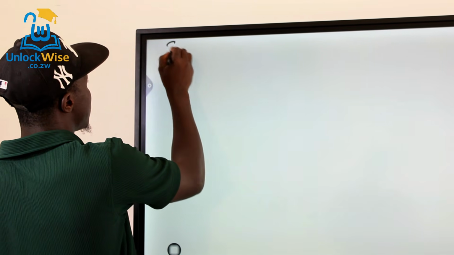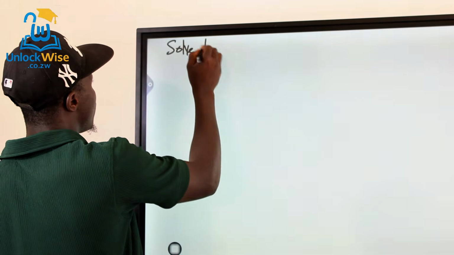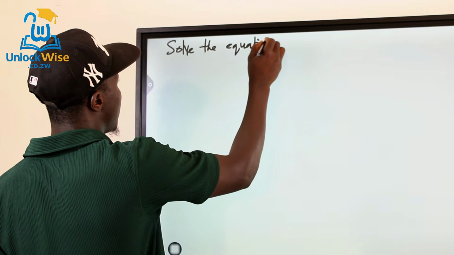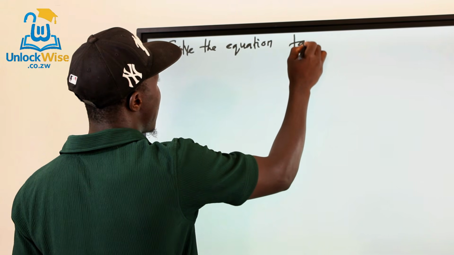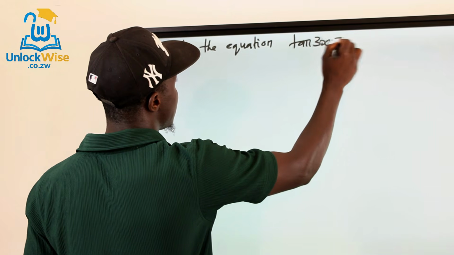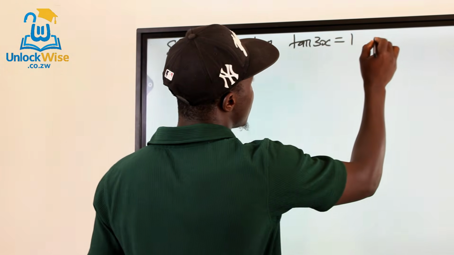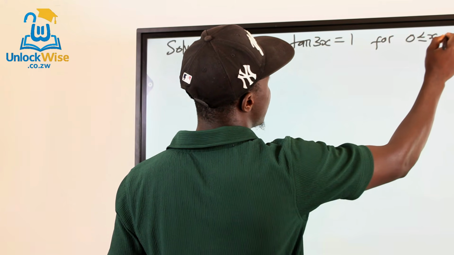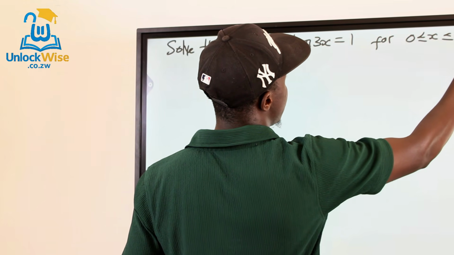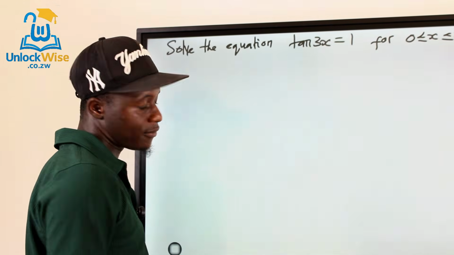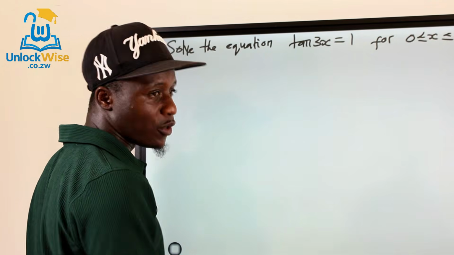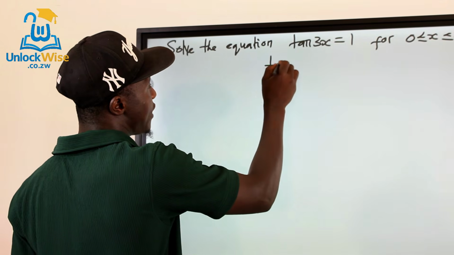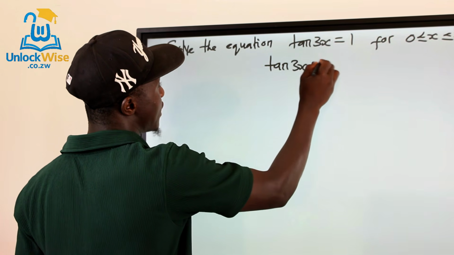So the question says, solve the equation tan 3x is equal to 1 for 0 is less than or equal to x less than or equal to 360 degrees. So all you need to remember, we're going to rewrite the question once again. Now we're going to say tan 3x is equal to 1.